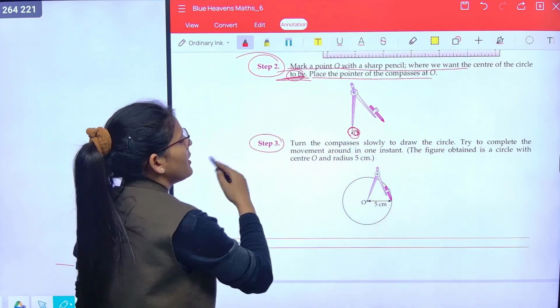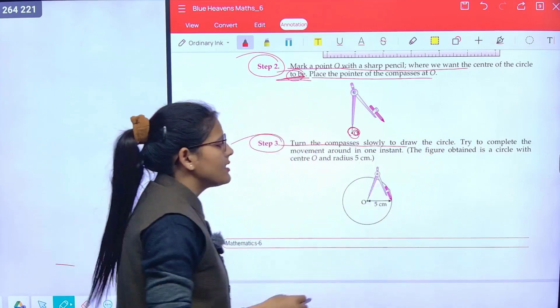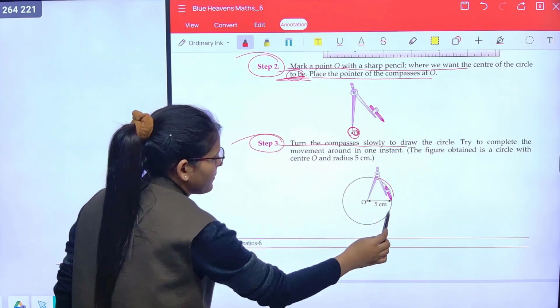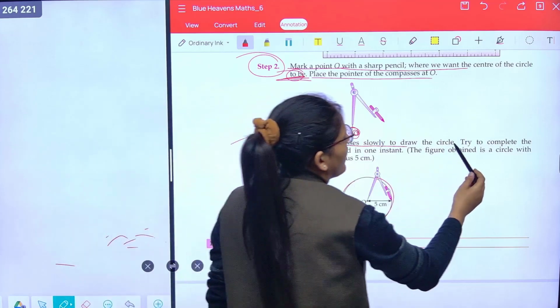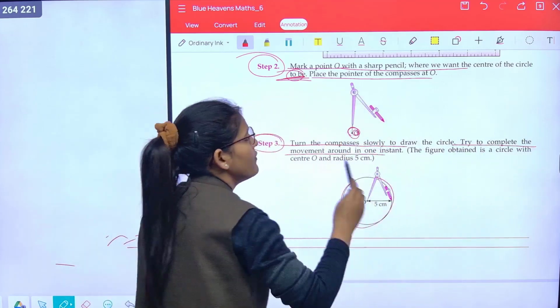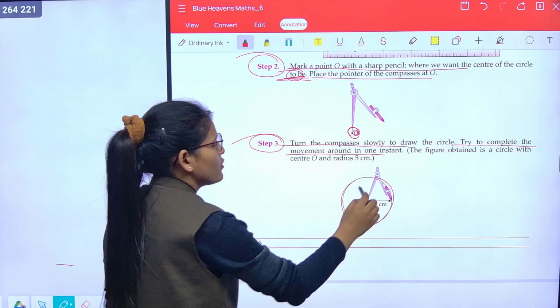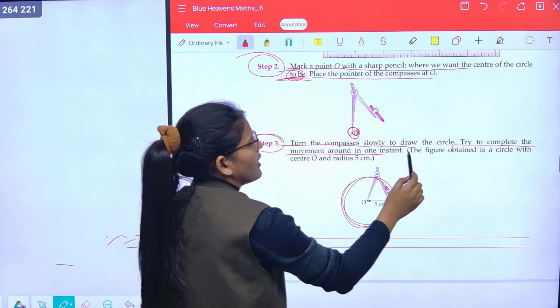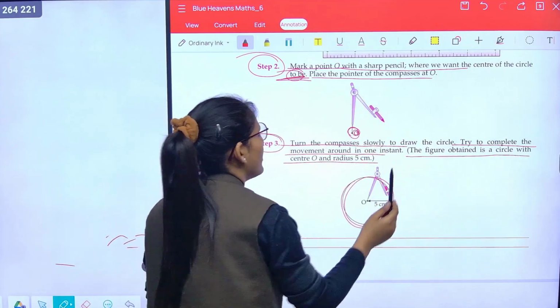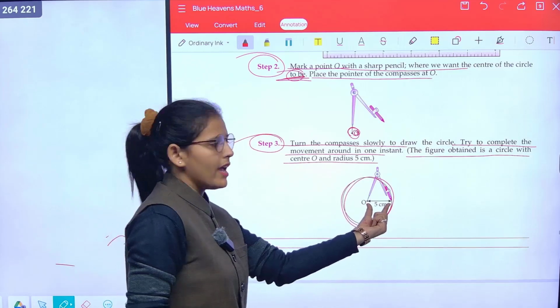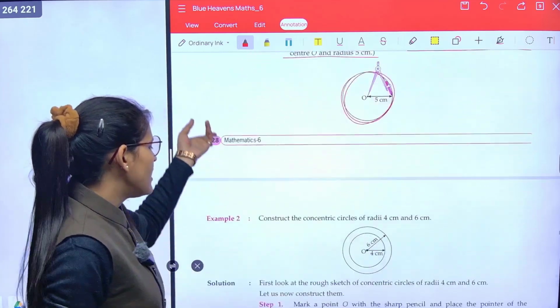Now step 3, turn the compass slowly. क्लास, हम इस कंपास को टर्न करेंगे लाइक दिस. To draw the circle, try to complete the movement around in one instant. हम इसको करेंगे सर्कल. The figure obtained is a circle with center O and radius 5. The radius क्या होगी क्लास? 5 and center O. Understand?